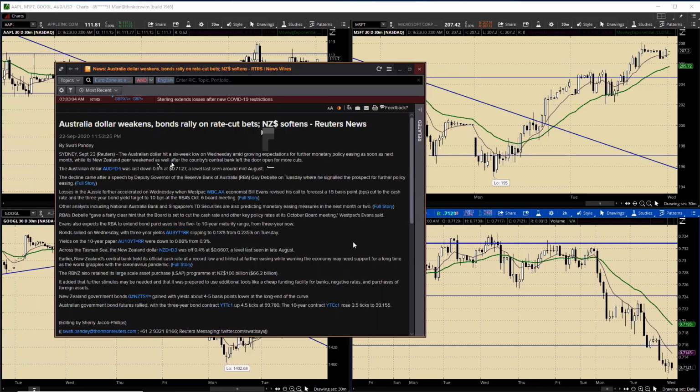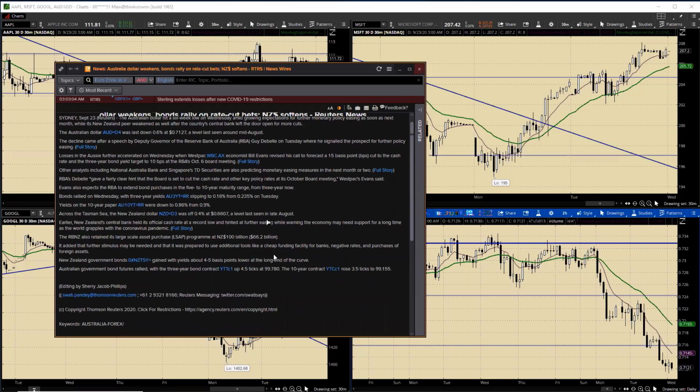The decline came after a speech by Deputy Governor of the Reserve Bank of Australia, Guy Debelle, where he signaled the prospect for further easing. Losses in the Aussie further accelerated on Wednesday when Westpac economist Bill Evans revised his call to forecast a 15 basis point cut to cash and the 3-year bond yield target to 10 basis points for the October 6th meeting. Other analysts, including National Australia Bank and Singapore TD Securities, are also predicting monetary easing measures next month or two. RBA's Debelle gave a fairly clear hint that the board is set to cut the cash rate and key policy rates at its October meeting.